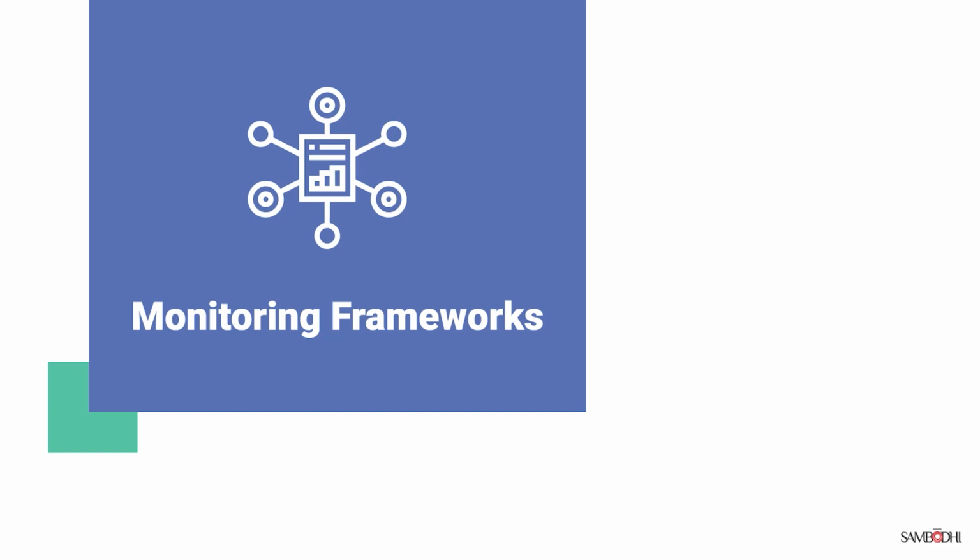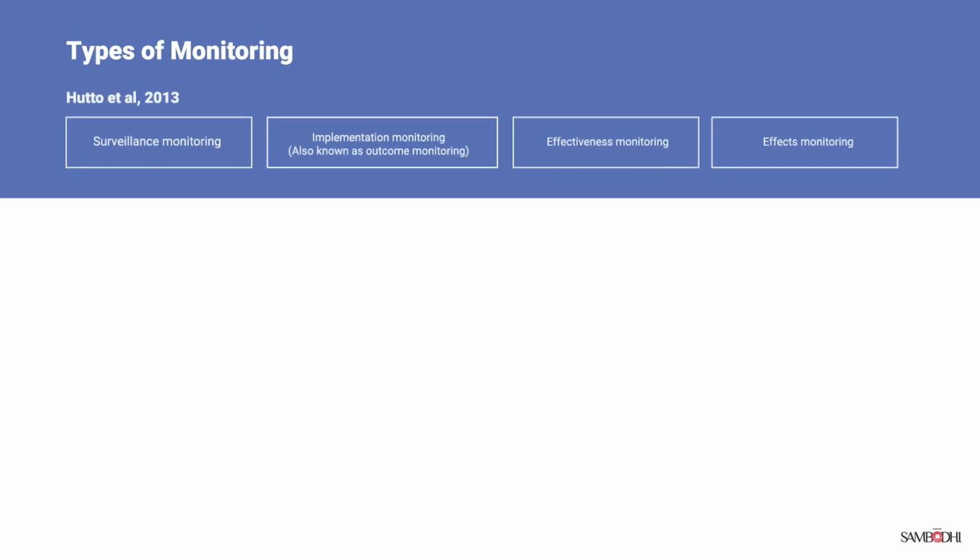To understand the elements of a monitoring framework and how it is used, let us look at the types of monitoring frameworks. As discussed by Hutto, there are 4 basic types of monitoring that can be readily distinguished based on the nature of questions designed to address. Number 1, surveillance monitoring. It is defined as the systematic ongoing collection, collation, and analysis of data and the timely dissemination of information to those who need to know so that action can be taken.